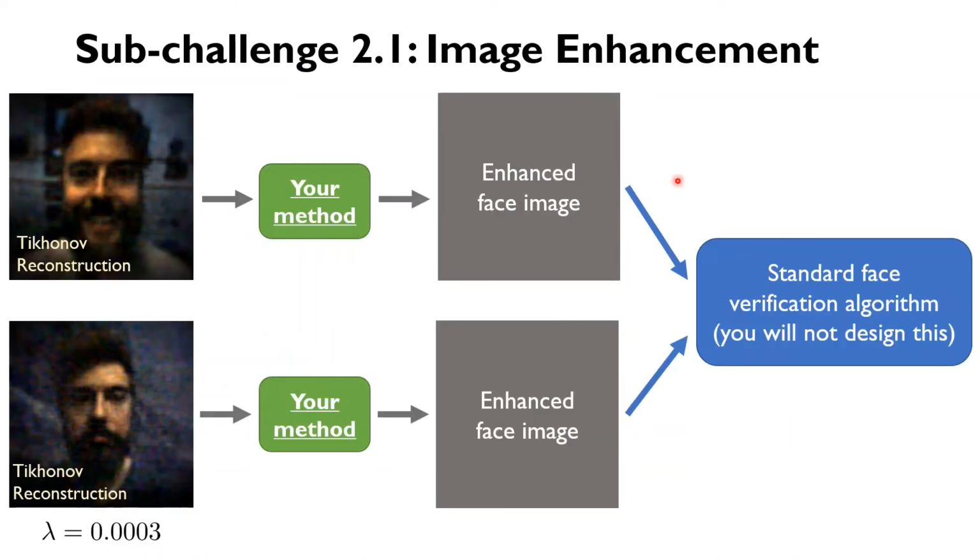For sub-challenge 2.1, your objective is to design an algorithm that takes in a Tikhonov reconstruction and outputs an image that will then be sent to a standard face verification algorithm. Your method may involve denoising, deblurring, and other types of enhancements that can convert these Tikhonov reconstructions into images that are more suitable for currently existing face verification algorithms.